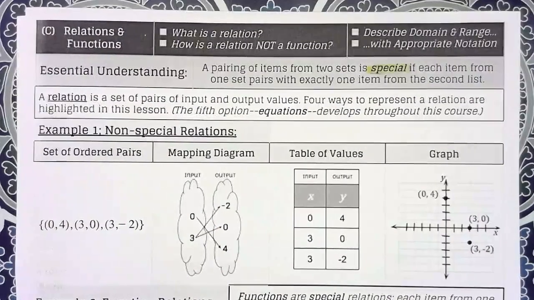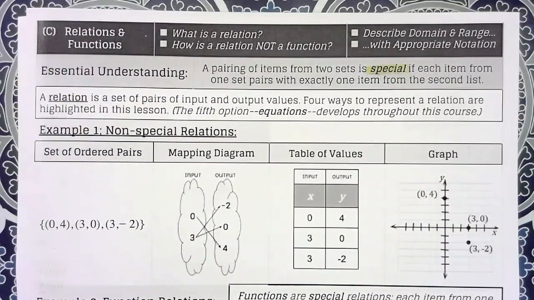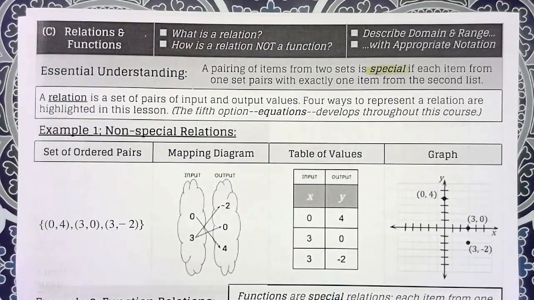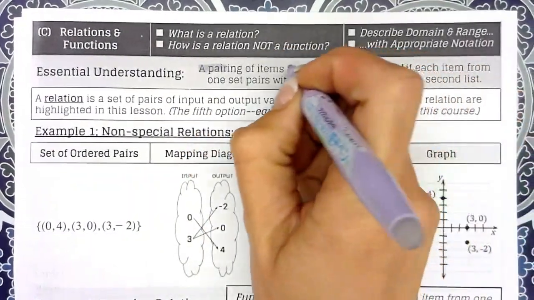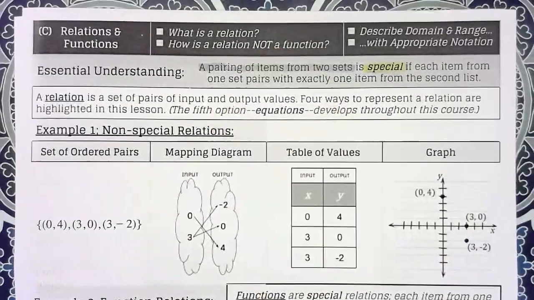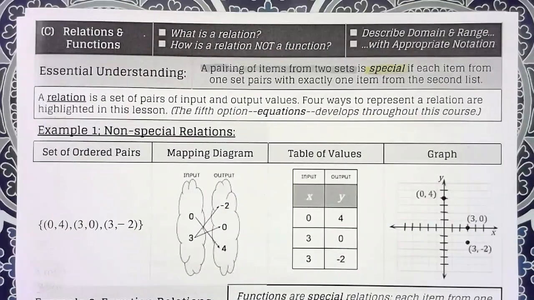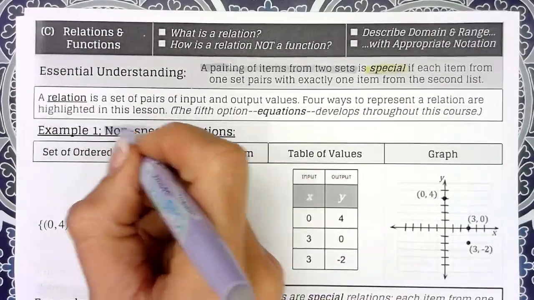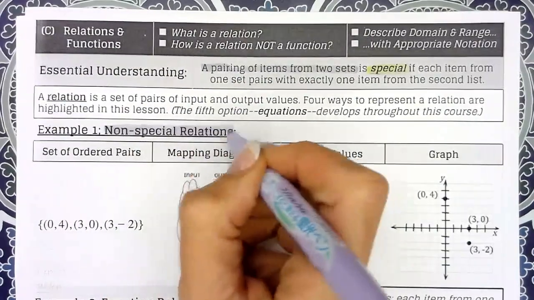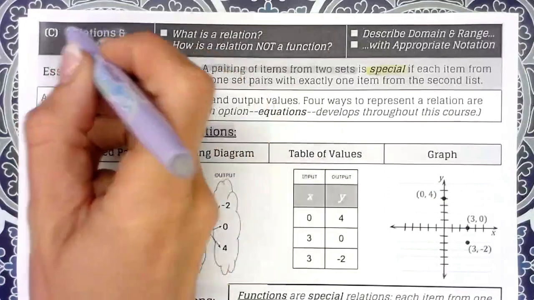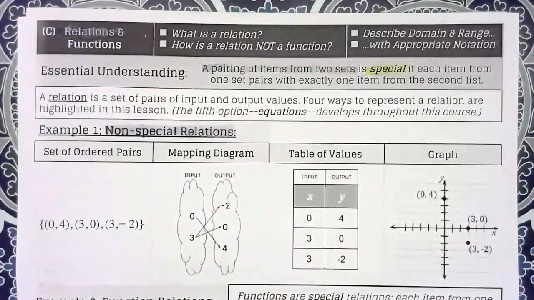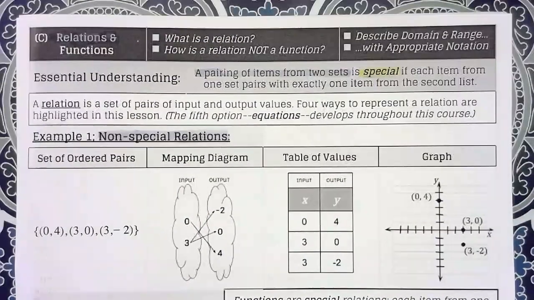So if I wanted to do a little color coordinating, and if you wanted to follow along in your notes and also color coordinate your notes, I would say that we would look at a pairing of items from two sets. That part over there, I know it's a little hard to see, is just non-special, sorry to break it to you, non-special relations. Those are just plain old relations. So the relations I'm looking at over here are focused in purple.